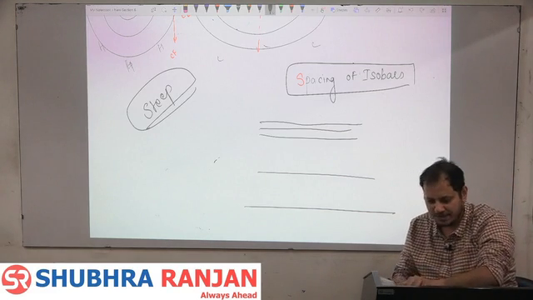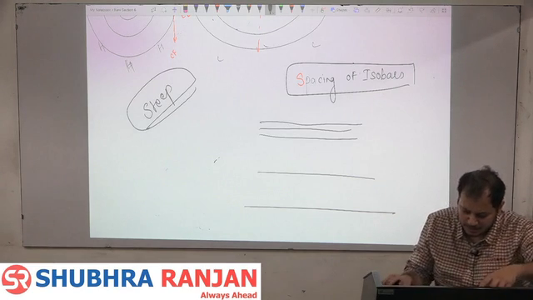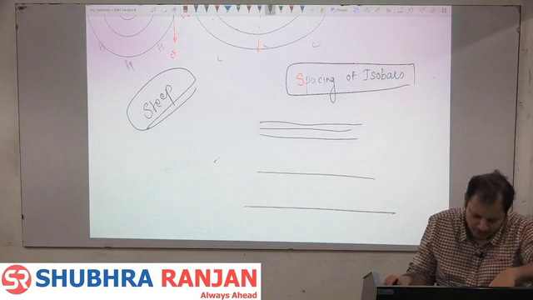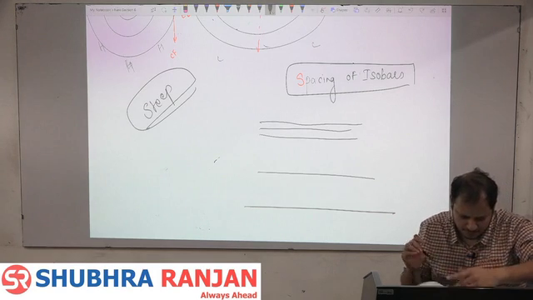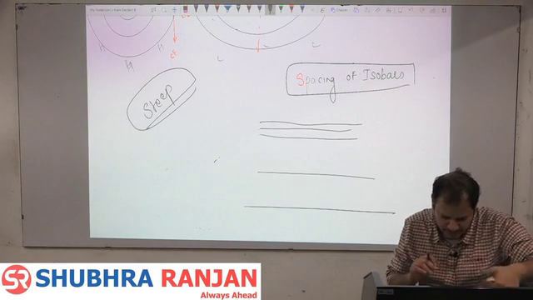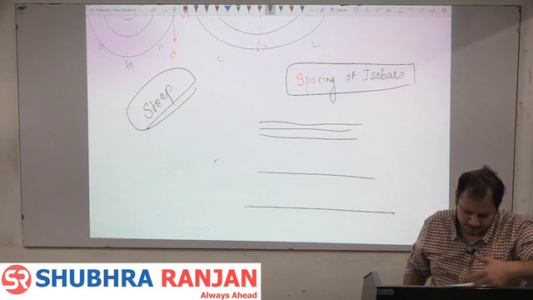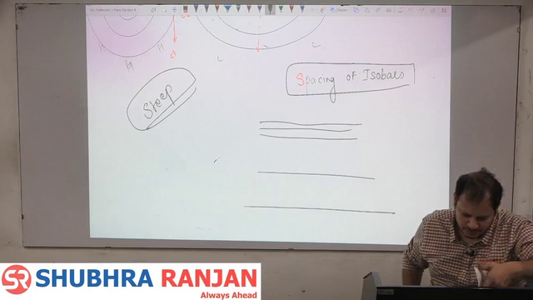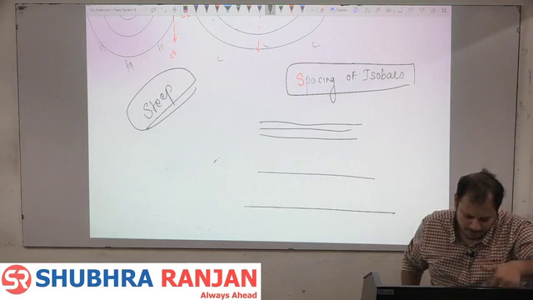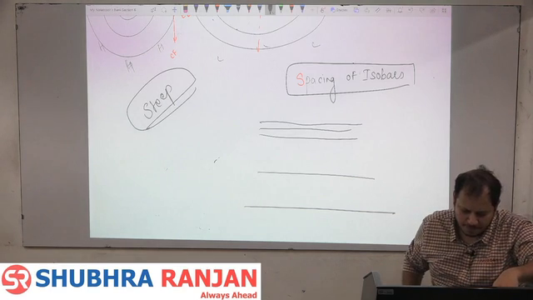Next, wind direction is always perpendicular to the isobars.